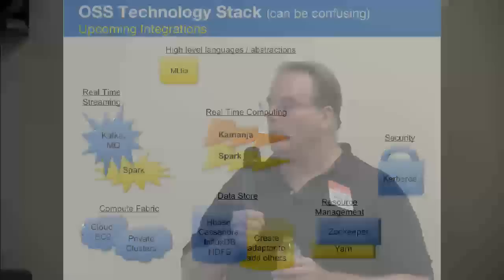Yes? Kamanja would be a cluster. So in one of our configurations, we had about 3 nodes for Kafka and 12 nodes for Kamanja. Right now we're using Zookeeper, but Yarn looks like a good candidate next. And then there's many other things.